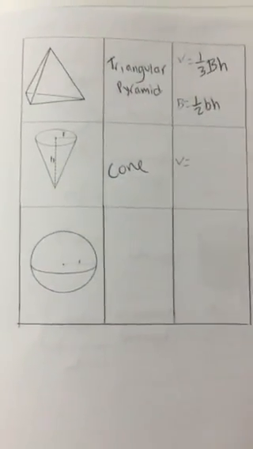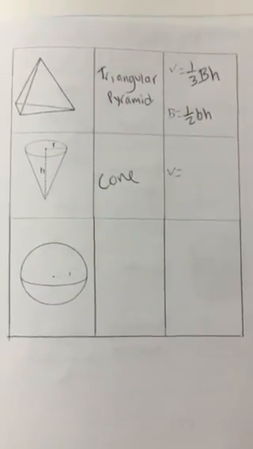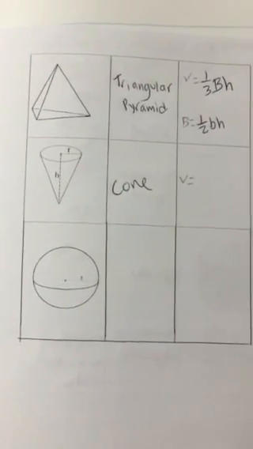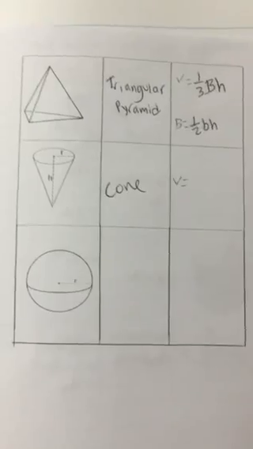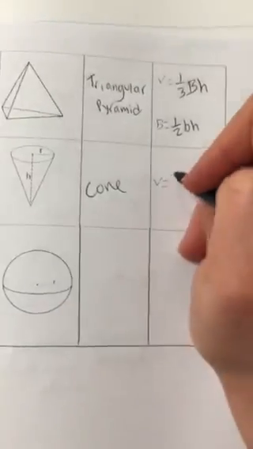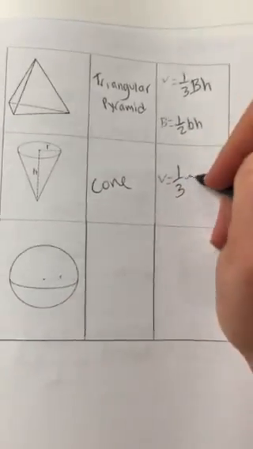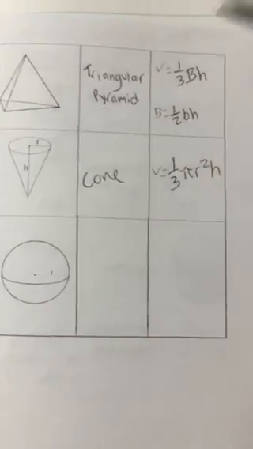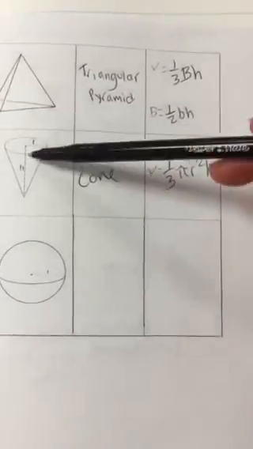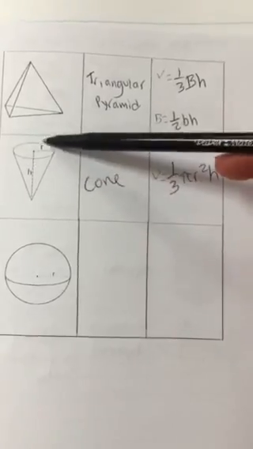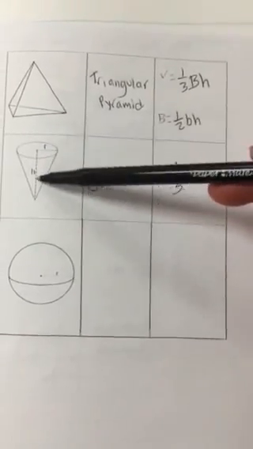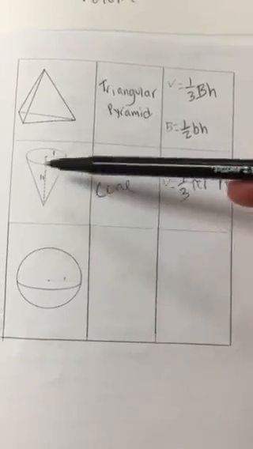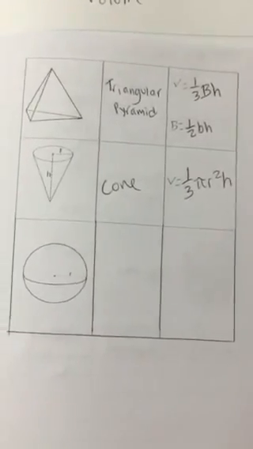Think about an ice cream cone. A cone is 1/3 of a cylinder, so you could fit 3 cones in a cylinder with the same radius and height. To find the volume, you're going to do 1/3 pi r squared h. The pi r squared is what gives us this base area. The height is here, and it's 1/3 of a cylinder. So it's 1/3 pi r squared h.